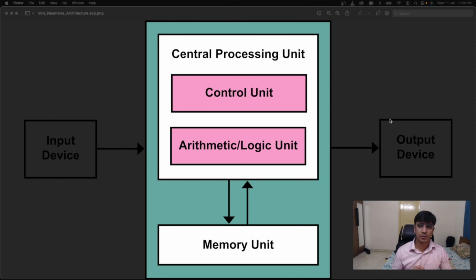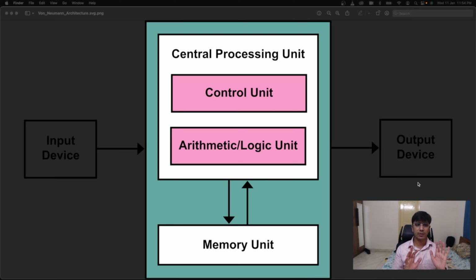What is the role of the output unit? As the name suggests again, it outputs something to the user. It could be anything. It could be as simple as output that you see on your terminal. It could be a printout. It could be output on the screen. And that is the function of the output unit.